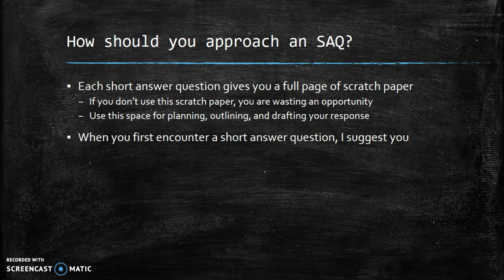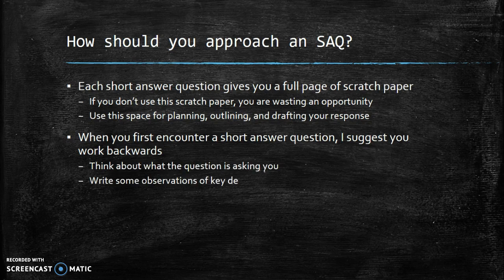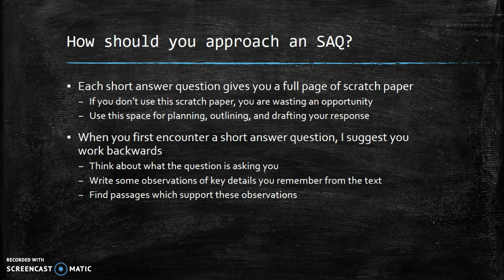When you first encounter a short answer question, I highly suggest that you try working backwards. Don't start thinking of your assertion or claim immediately. Start thinking of support first. Think about what the question is asking you and write some observations of key details that you just remember from the text, maybe even before you go back to the text. Then, once you have those general observations down, find some specific passages which work together to help you answer the question. Read those passages together, and then you can figure out exactly what your answer to the question is, which is going to turn into your claim or assertion.